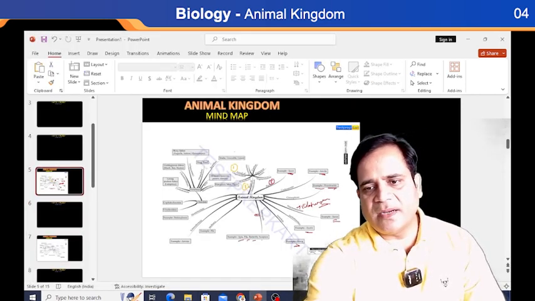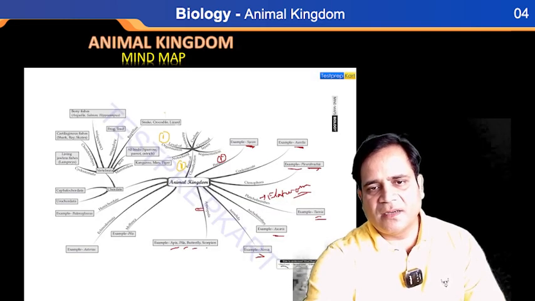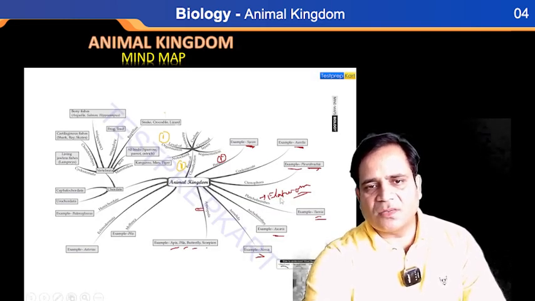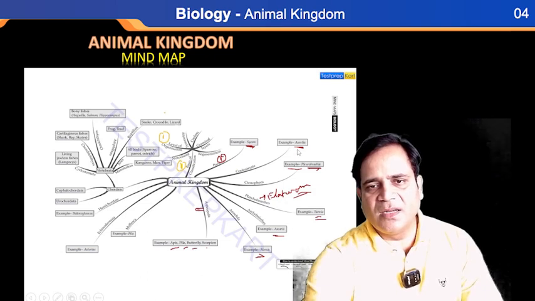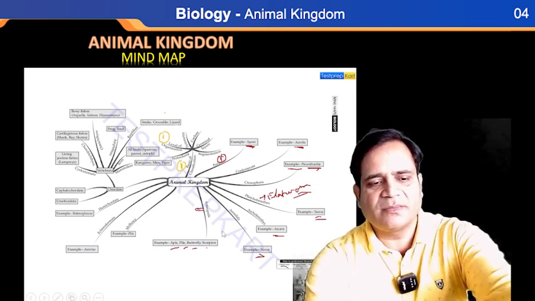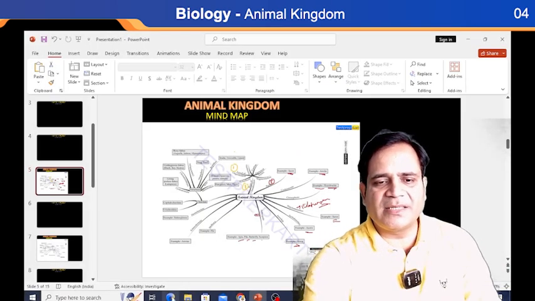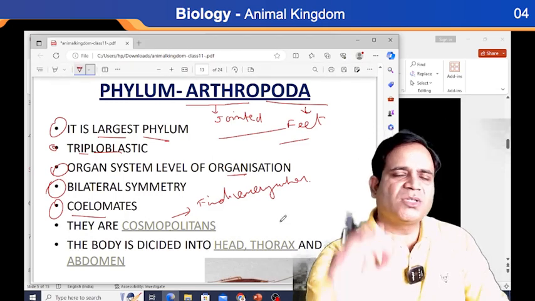So see in this mind map also, the thing is given here. See in this very mind map. So what is given here? About the platyhelminthes, only an example is given. Coelenterata, the example Aurelia is given. But how is this thing given? What are the main basic things? I am telling you just in short.